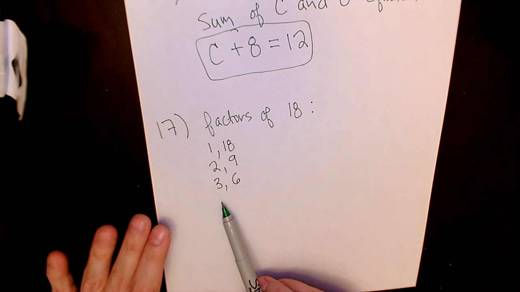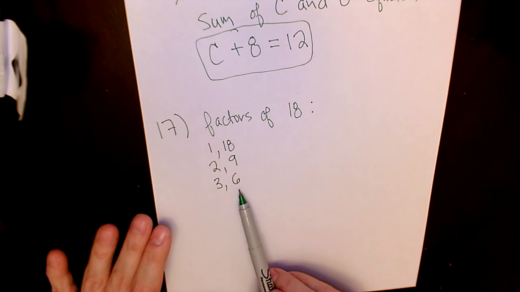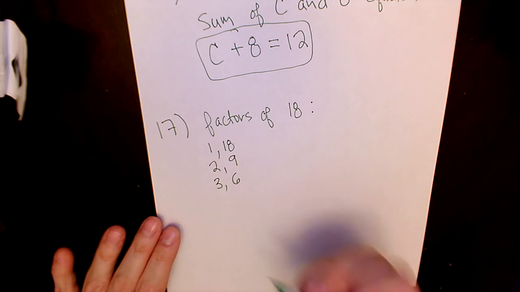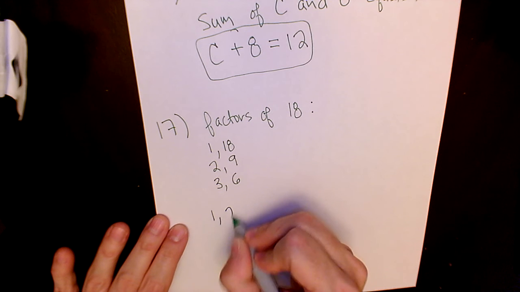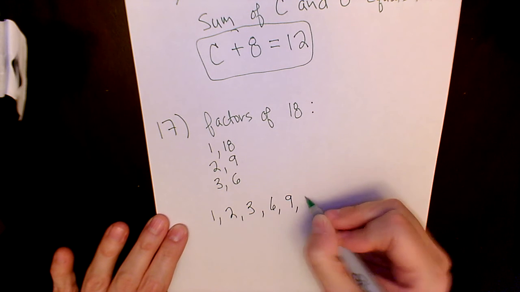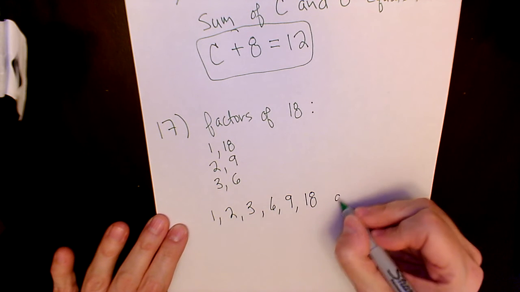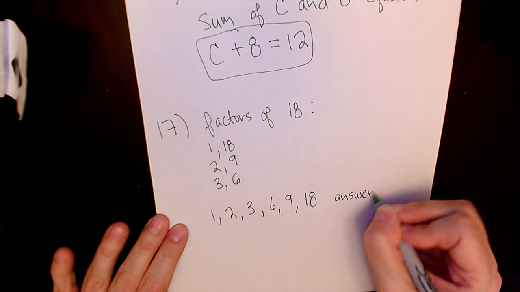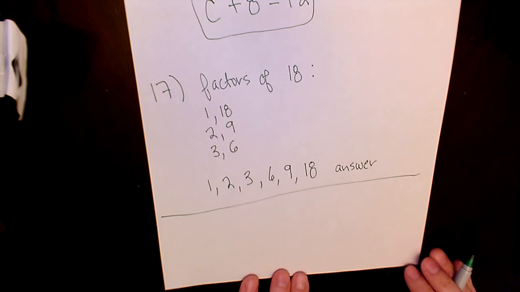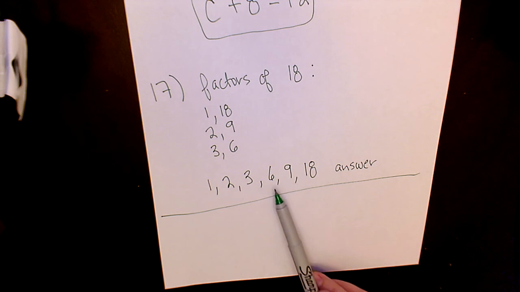So 4, no. 5, no. 6, yes. So we know we're done. And then remember, you're going to list them out small to big. So this is your answer. 1, 2, 3, 6, 9, and 18.